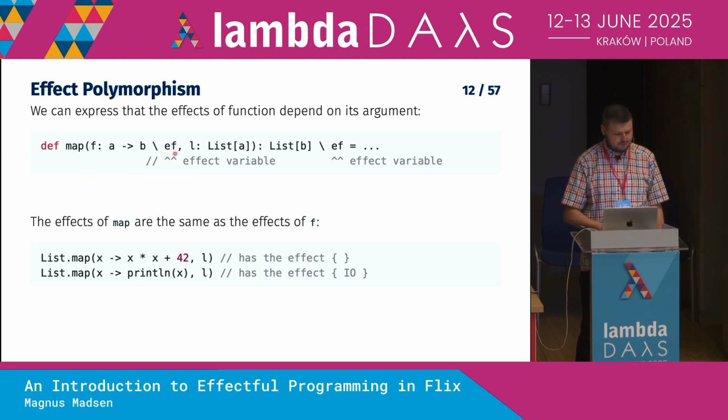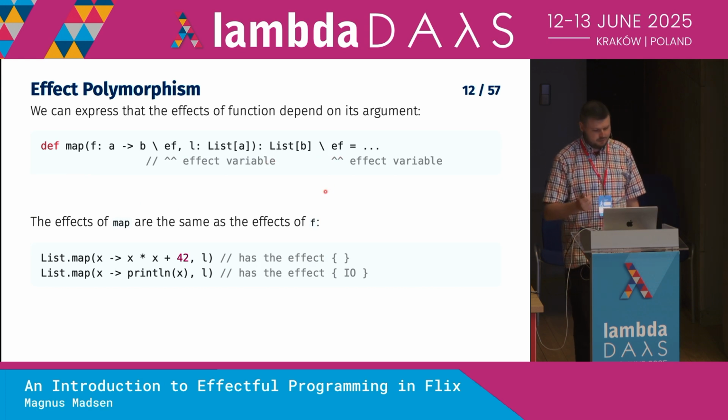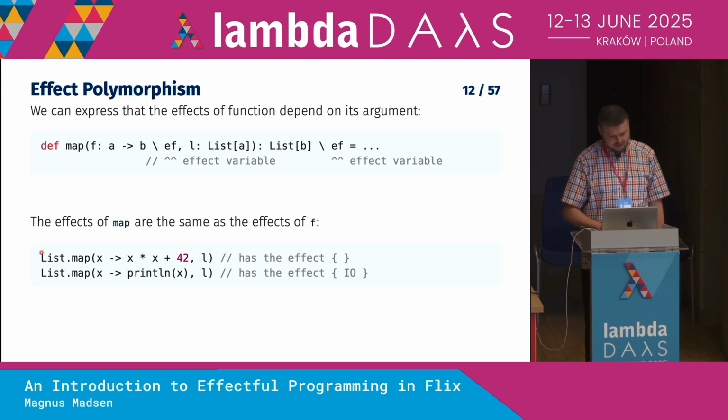So when we call map with some function that prints, that means the call to map itself will also print. And that's where we need these effect variables here, this ef here and here. This is what's called effect polymorphism. So the compiler, or the programming language, can track that, okay, applying a pure function, well, that's pure. Applying an impure function, well, that's impure.